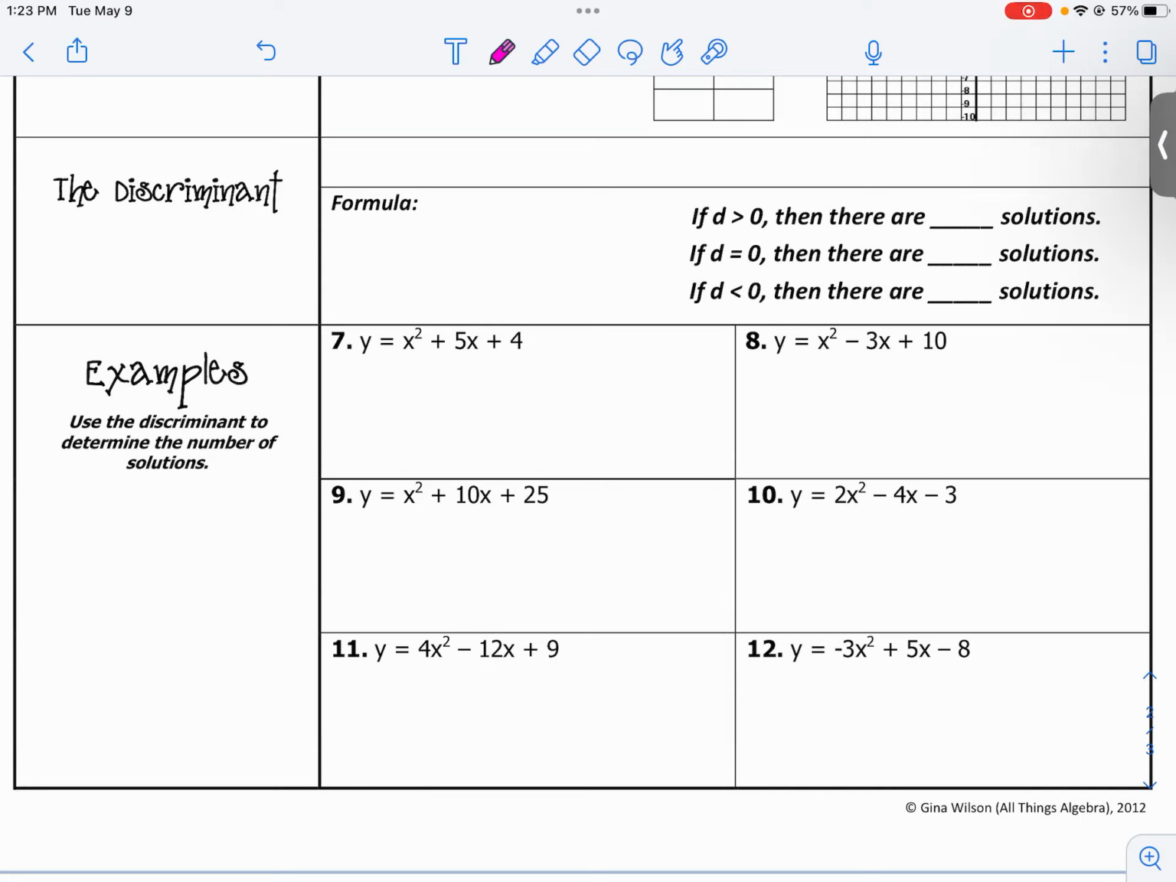Okay, so there is something that we call the discriminant that is going to tell us how many solutions there are without having to graph it. It's not going to tell us what they are, but it'll tell us how many there are without graphing. I want you to write this down. B squared minus 4AC is what we call the discriminant.